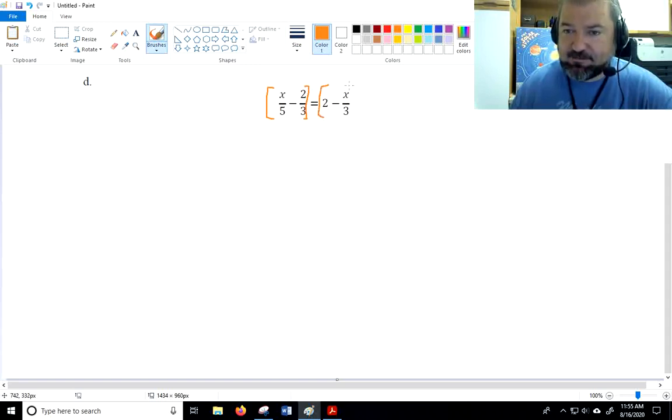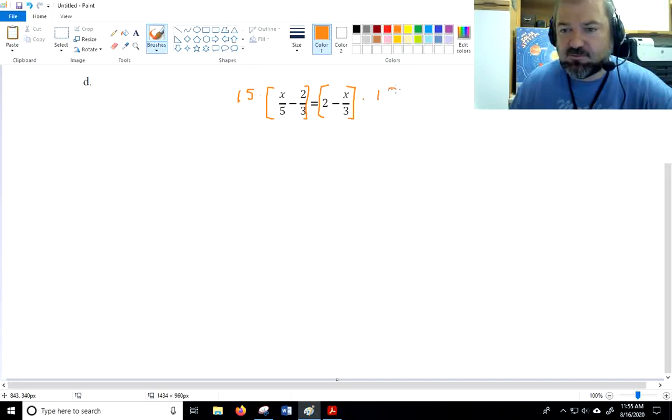But what we're going to multiply by is what's called the least common multiple. The least common multiple is simply the smallest number that can be divided evenly by both 5 and 3. So start with 5, can't divide 5 by 3, go up to 10, can't divide 10 by 3, 15. There you go. 15 is divisible by both 5 and 3. So I multiply both sides by 15.